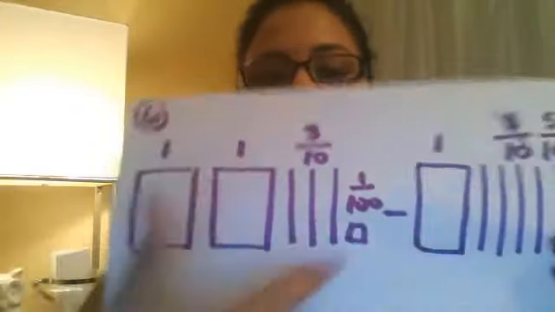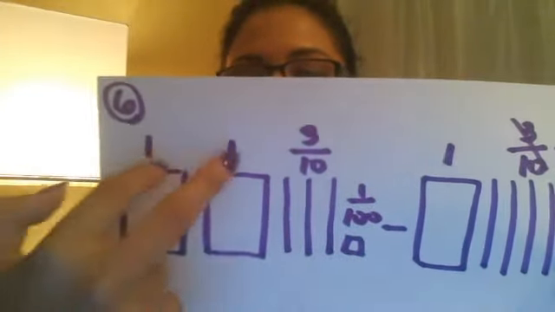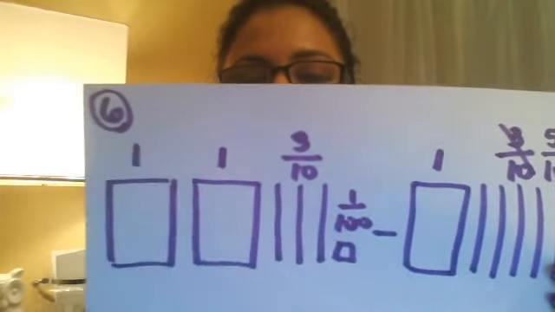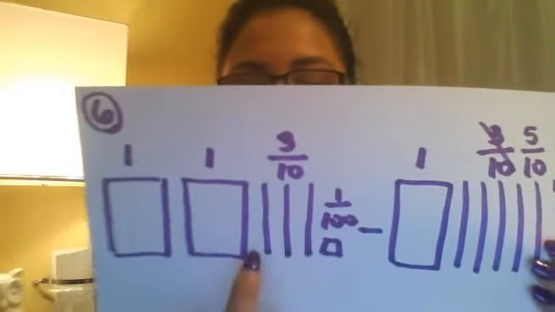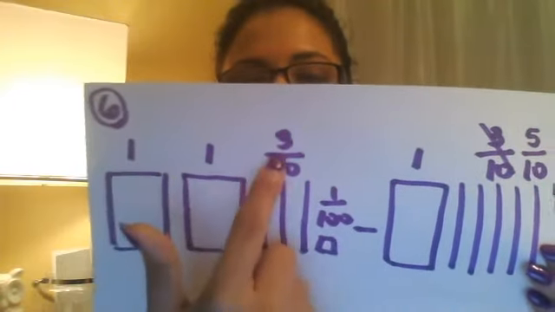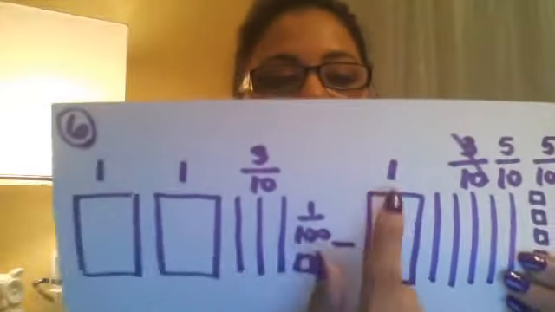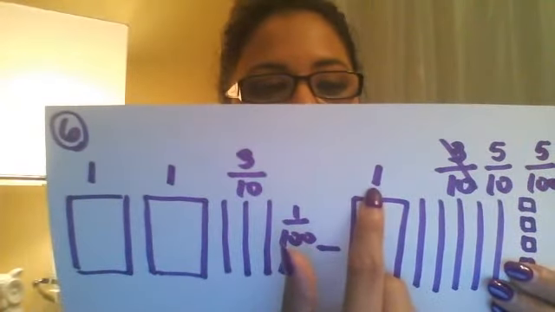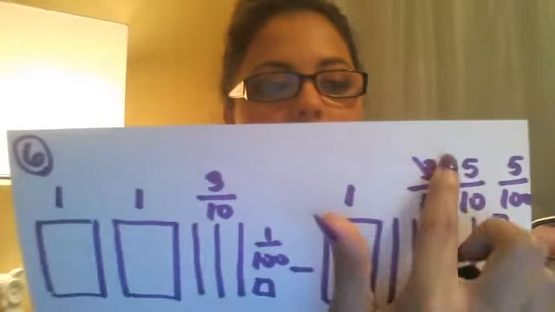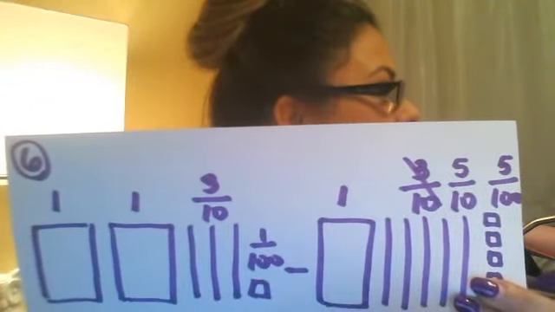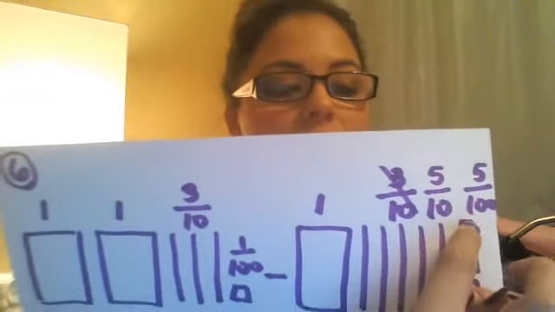So looking at this side, I have 2 wholes, 3/10, and 1/100. So I have 2 wholes. That means my decimal needs to go right here. I'm going to have a 3 in the tenths spot and a 1 in the hundredths place. On this side, I'm going to have a 1 in the ones place, a decimal, a 5 in the tenths place, and then a 5 in the hundredths place. So let me show you what that's going to look like.